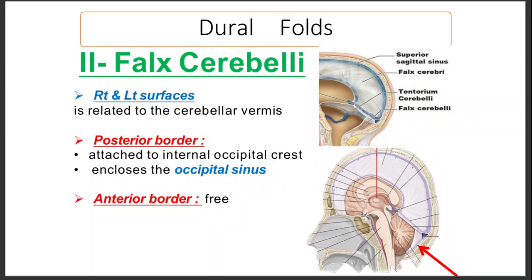Now the cerebellum has got parts. You are going to have the middle part, which you call the vermis, and then you are going to have the lateral aspects. Okay. So the posterior border of the falx cerebelli attaches to the internal occipital crest, and it encloses an occipital sinus. So you have got a sinus here, which you call the occipital sinus. The anterior border is free, it doesn't attach to anything. And then the occipital crest is just the inside of the occipital bone. Here, that's where it attaches.